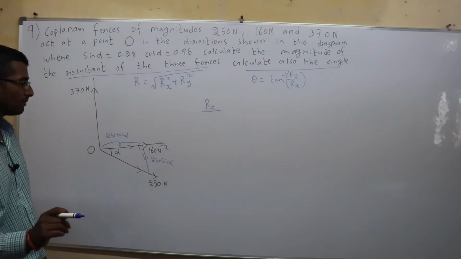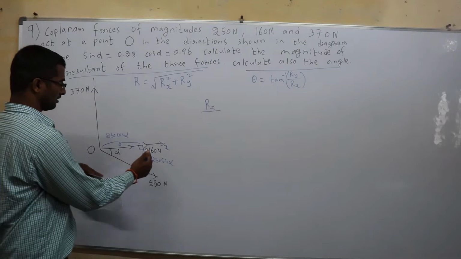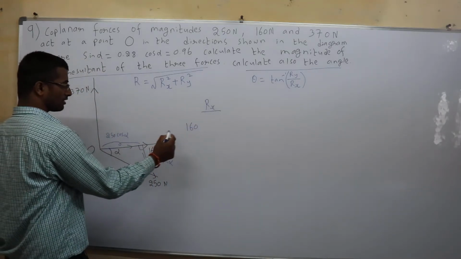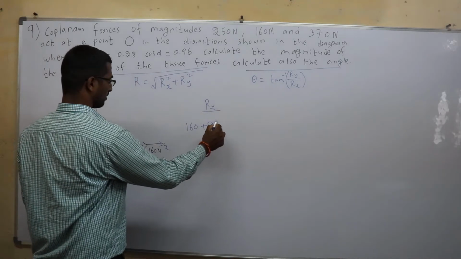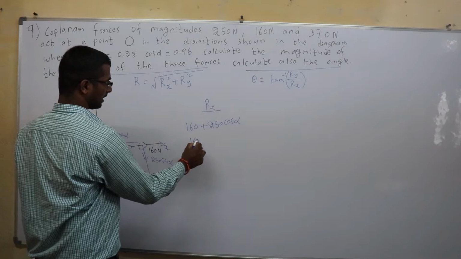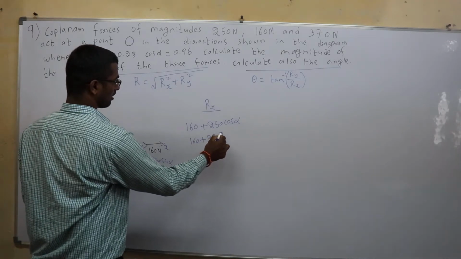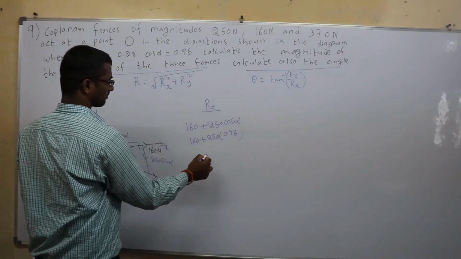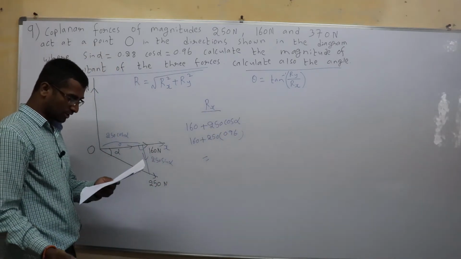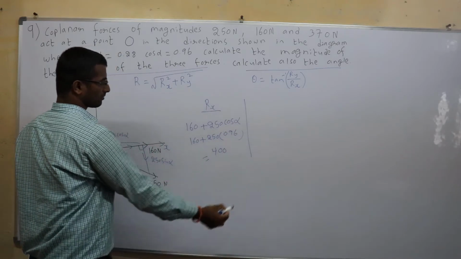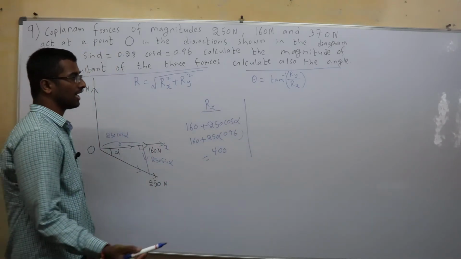Yeah, let's write Rx. What all are acting in the positive x? 160 is acting in the positive x and even this one is also acting in the positive. So 250 cos alpha. Which is nothing but 160 plus 250 into cos alpha, given by 0.96. If you put it in the calculator, you get Rx to be 400.